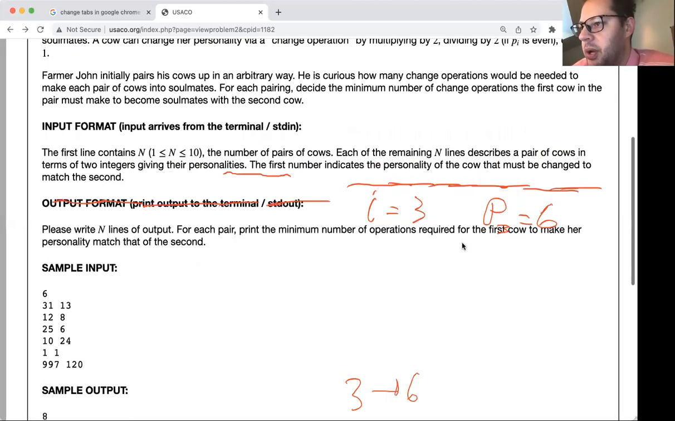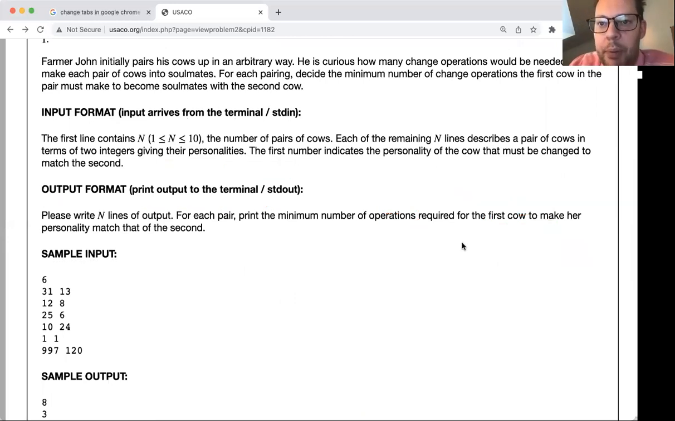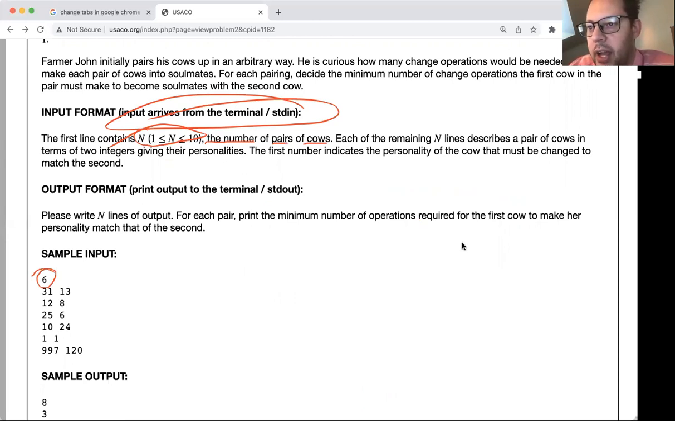All right, let's look at the input and output format. Input arrives from terminal standard in, so you can just read it as if it's being typed. The first line contains n, 1 through 10. So how many cows there are. It's the number of pairs of cows. Each of the remaining n lines, here's 6 lines for example, describes a pair of cows in terms of 2 integers giving their personalities. The first number indicates the personality of the cow that must be changed to match the second. So 31 has to become 13.